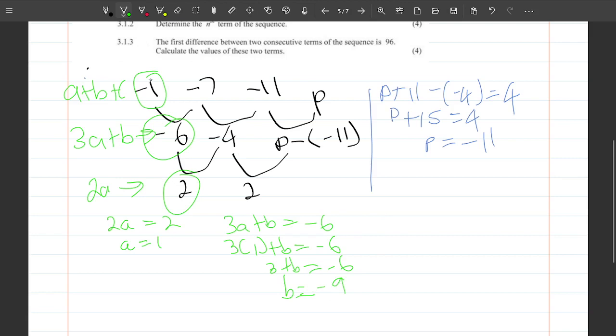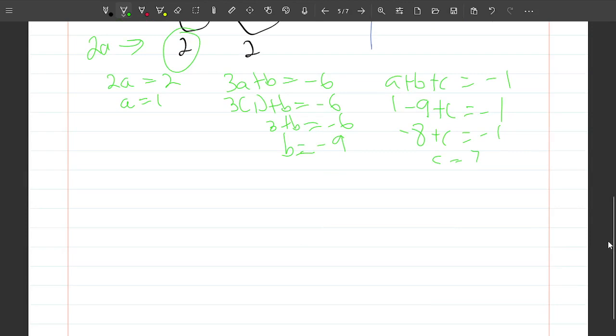And then my last layer there, that's going to be a plus b plus c, is going to be negative 1. And then I substitute that, so I've got 1 minus 9, because that's what I have, plus c is equals to negative 1. And 1 minus 9 is just like negative 9 plus 1. That's like a negative 8, plus c is negative 1. Then I get a c of negative 1 plus 8. That's like 8 minus 1. That's like 7.